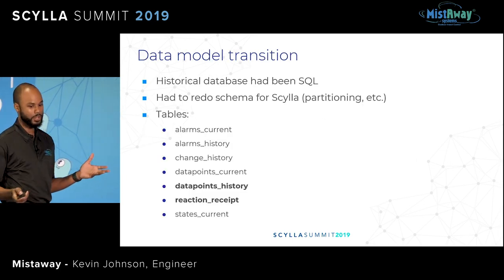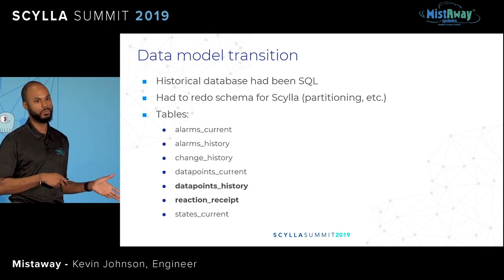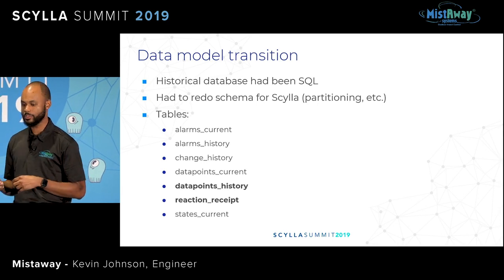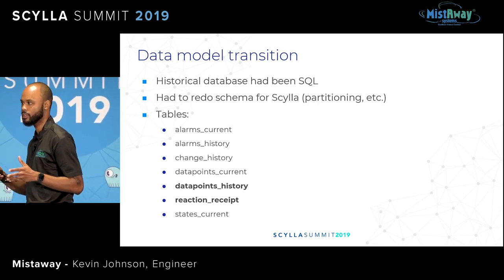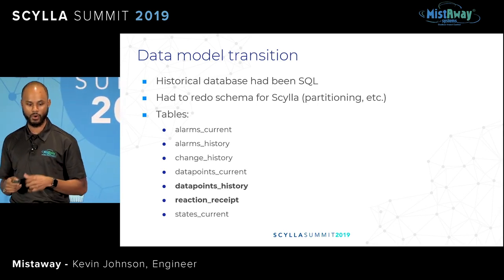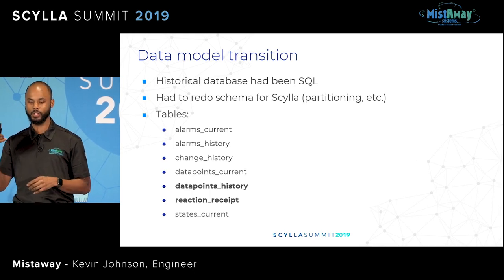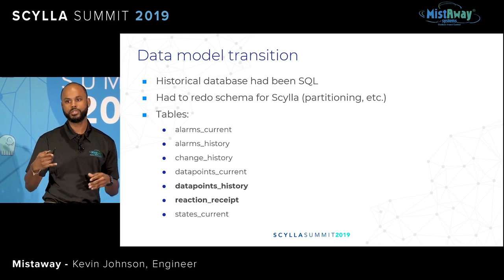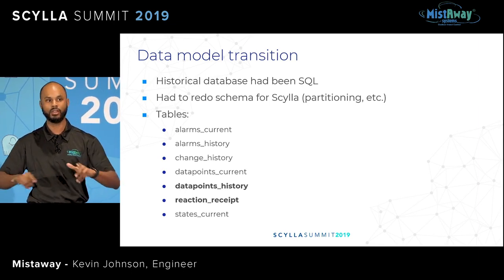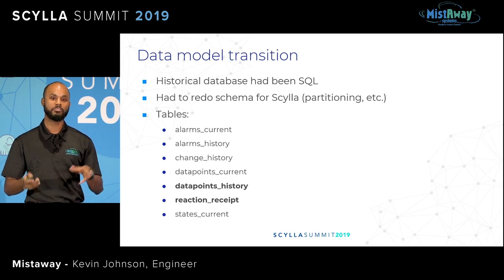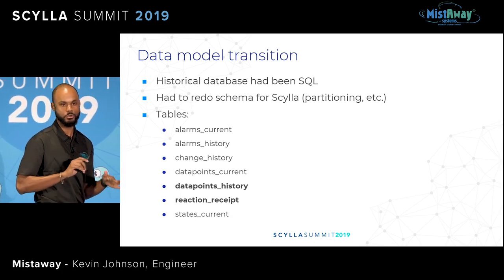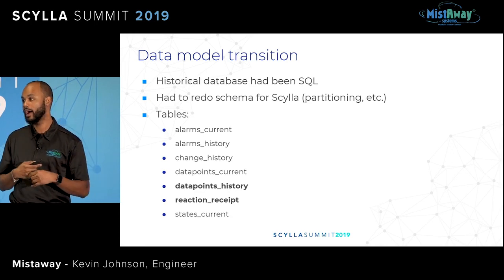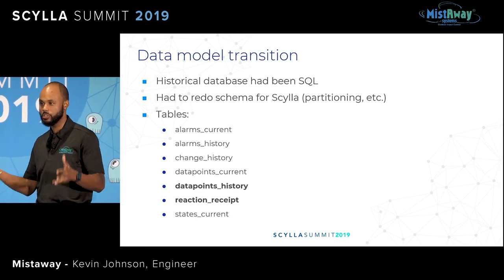A little bit about our data model. Again, that data was in SQL. We had to completely redo the schema to match the Scylla architecture. So we came up with a couple of tables that supported most of our queries for our application. A couple ones I want to point out are alarms current and data points current. These two tables basically contain the current state of all of our systems. In my legacy platform, these are two things that you really couldn't do without getting up to go take a break or get coffee. Now with Scylla, we can actually do these full table scans.